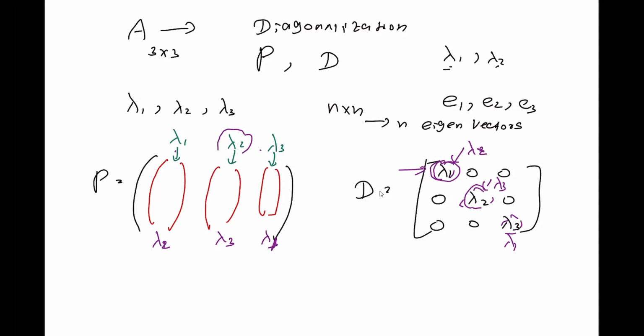How do you write it? The only thing you need to understand is how to find these lambda 1, lambda 2, and lambda 3 eigenvalues and eigenvectors. After finding this, you can write this matrix P by simply using them as columns.